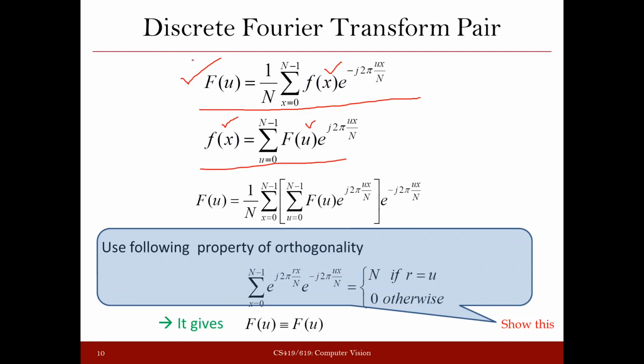So now if you are saying that this makes a discrete Fourier transform pair, then if you replace this f(x) formulation that you have here and put it here and solve it, you will find that the right hand side will be equal to F(u). Okay, and this is very simple to do. I mean, you can take it as your homework.